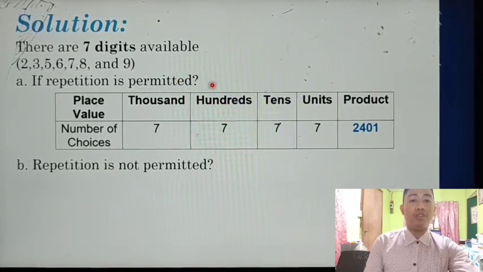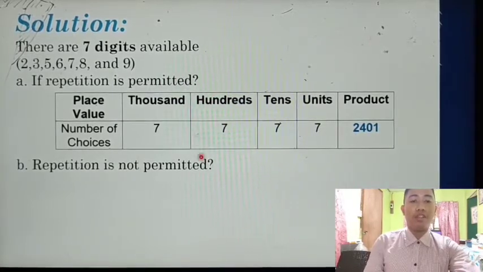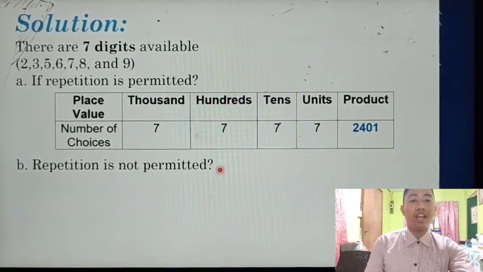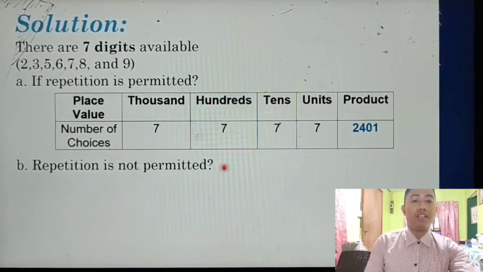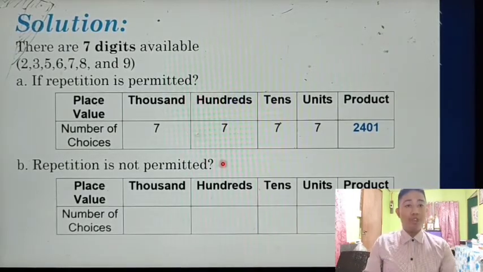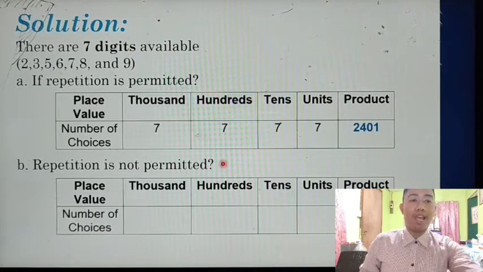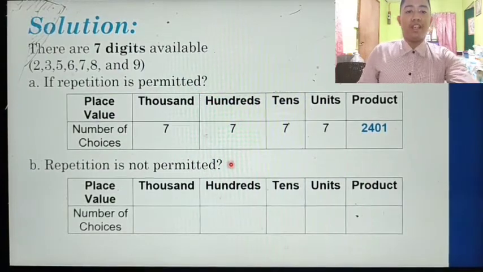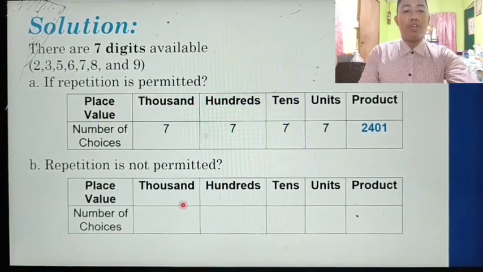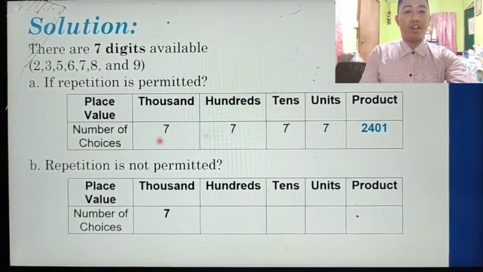Okay, let us proceed to the second set of problem. Repetition is not permitted. So meaning to say, in this condition, you cannot use any digit again and all over again. Okay? So we are using the table of place values to present the given problem. Repetition is not permitted. So in the thousands place, we use 7 digits. So 7 digits are available all in all.